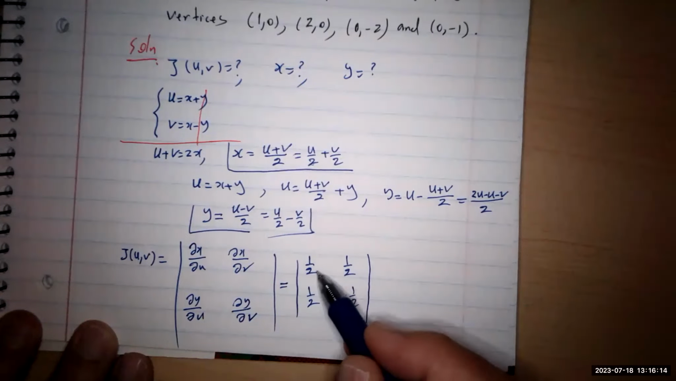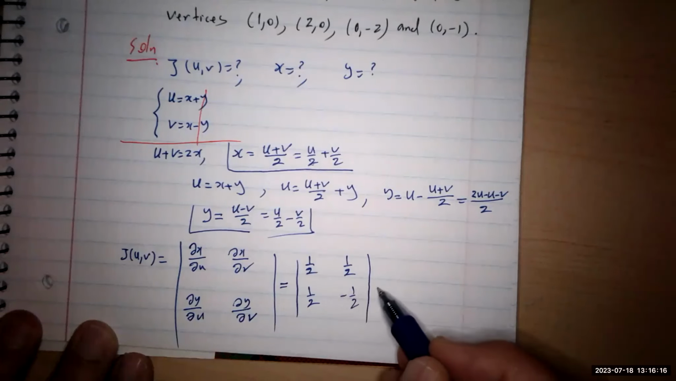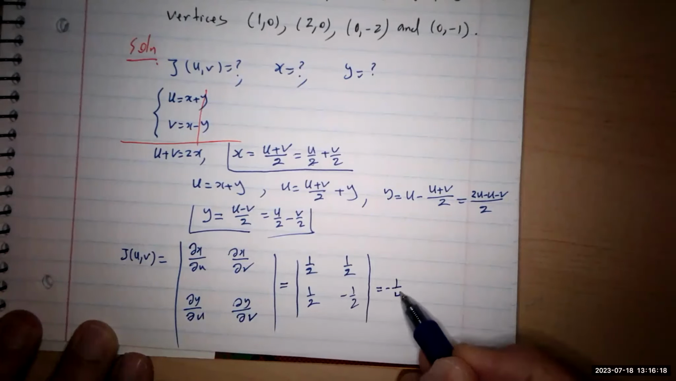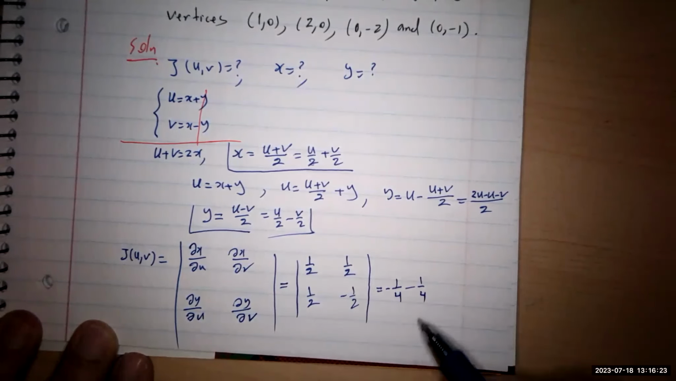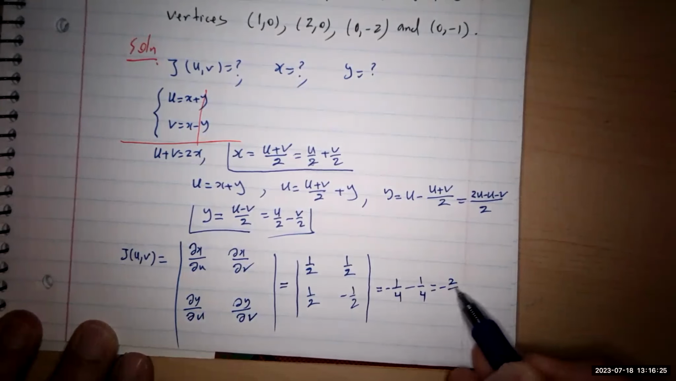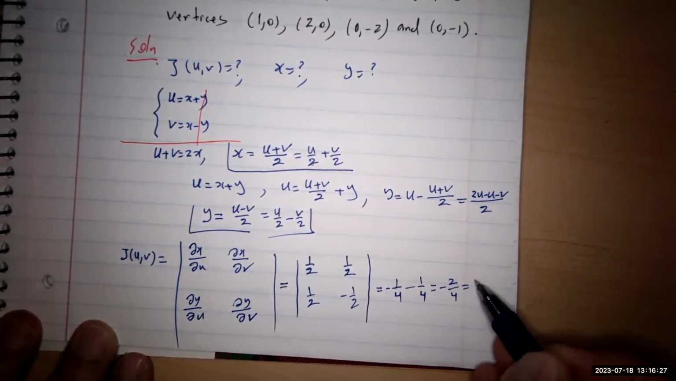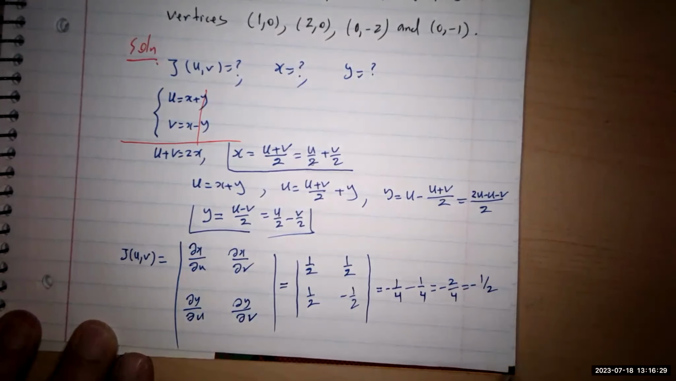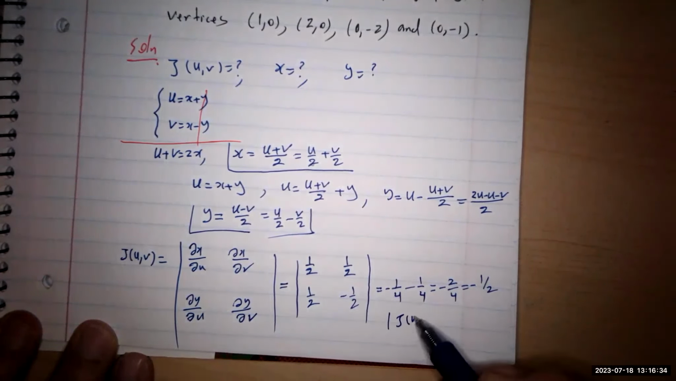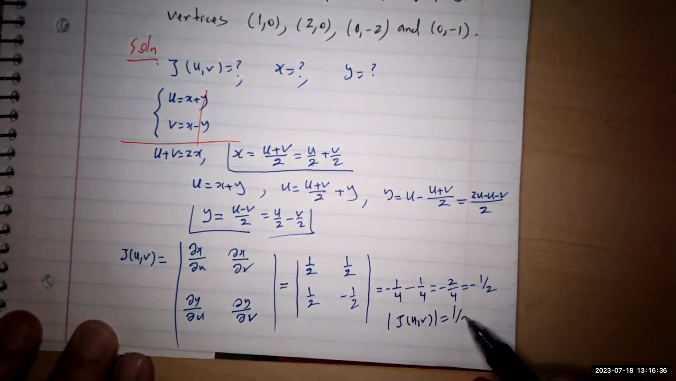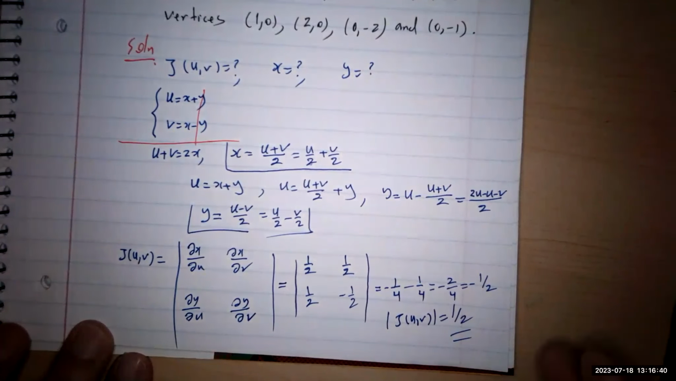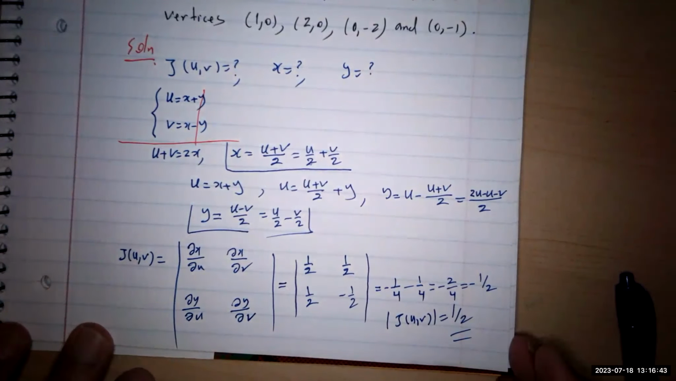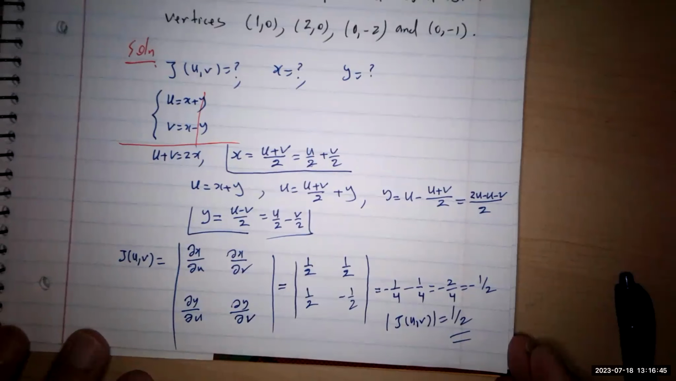So that gives you 1/2 times negative 1/2, which is negative 1/4. Minus 1/2 times 1/2 is 1/4. So that gives you negative 2/4, which is equal to negative 1/2. Usually we use the positive number for the Jacobian, so the absolute value is 1/2. If it's going to be negative, we just use the absolute value. Any question? So now we have the Jacobian.